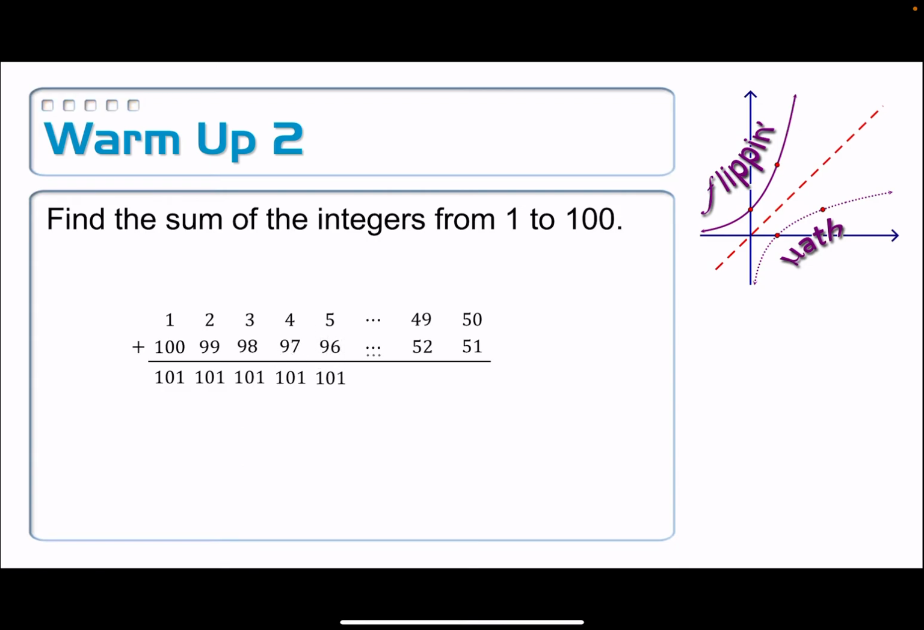Okay, so if I wanted to sum up the numbers from 1 to 100, let's see, how many columns do I have? I can see that I've got exactly, let's count them up, shall we? 1, 2, 3, 4, 5, skip a few, 49, 50. There's 50 columns. Each one of those columns is 101. So you multiply 50 times 101 and you get 5,050.